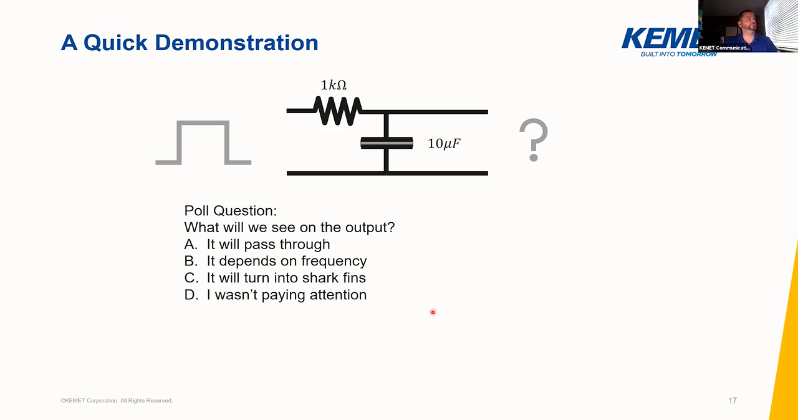So what will happen in this circuit? Use the poll window to answer. So will the signal pass through? Does it depend on frequency? Will it turn into shark fins, as it's called? Or, I wasn't paying attention. I minimized the Zoom window and I got to doing some emails.